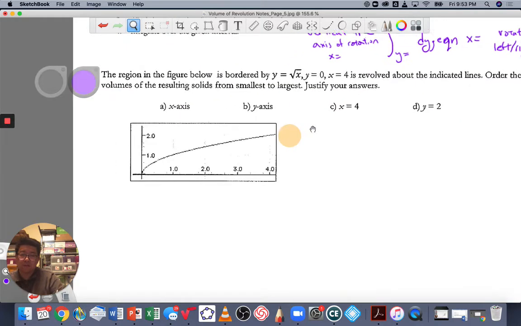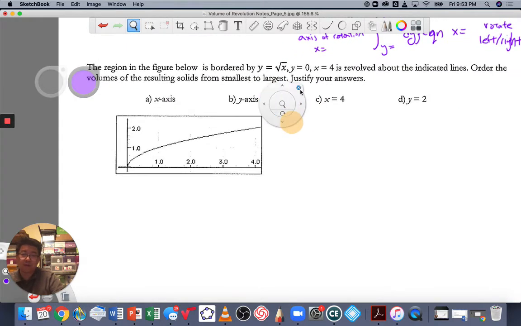So we're going to take a simple equation, square root x. We're going to have these other lines, y equals 0, x equals 4, and we're going to try to rotate it around 4 different types of lines so you actually see how they are. X-axis, y-axis, x equals 4, y equals 2.